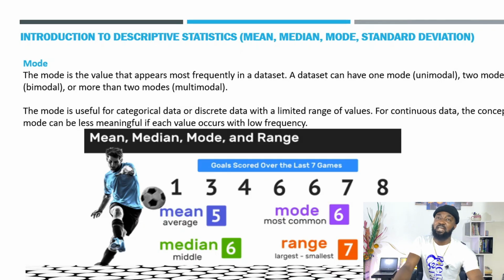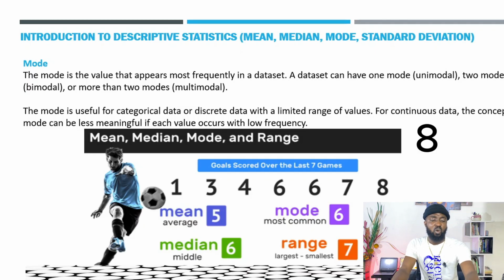So range here, I didn't tell you about range. Range simply is the highest number minus the lowest number. What's the highest number here? 8. And what's the lowest number here? 1. So 8 minus 1 will give us 7.